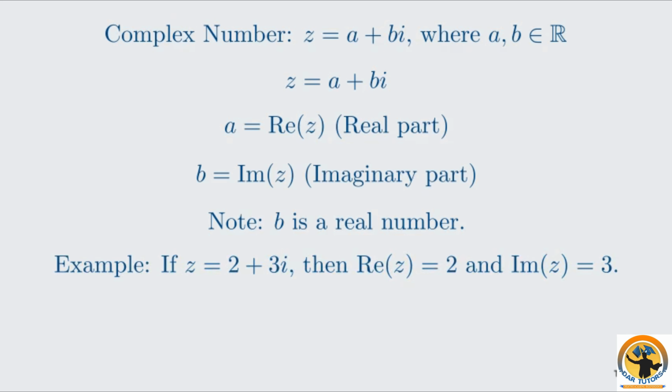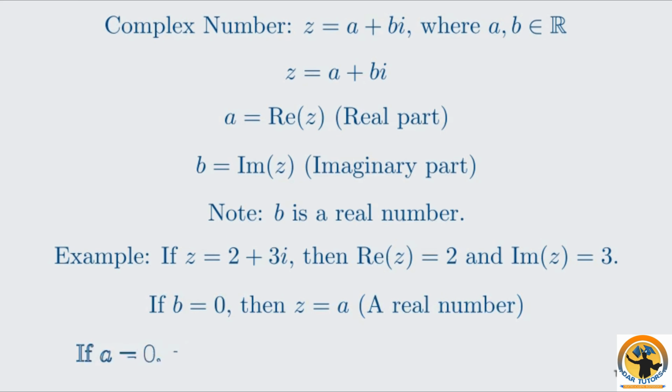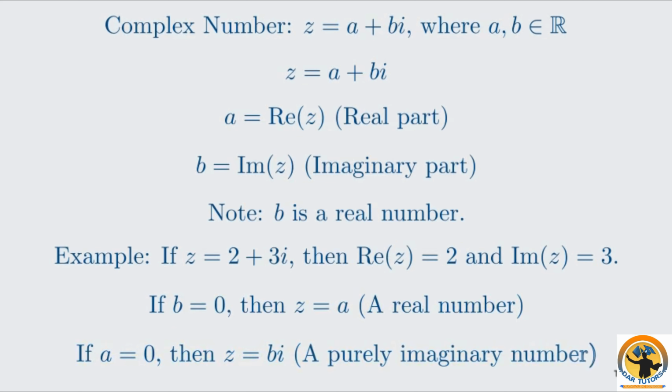This definition is incredibly powerful because it encompasses all the numbers we've worked with before. If we choose the imaginary part b to be 0, we get a plus 0i, which is just a real number. If we choose the real part a to be 0, we get 0 plus bi, which is a purely imaginary number. Therefore, the set of real numbers is just a subset of the complex numbers. Complex numbers provide a complete system.